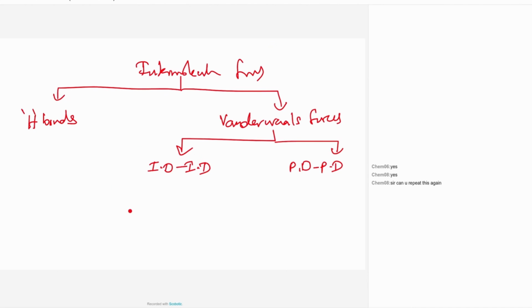So let's have an extensive study on this induced dipole. I'll be explaining shortly what this induced dipole is, which is stronger, and how to determine which one is stronger. All those we'll discuss shortly, right? Okay, so we'll go back to the questions.